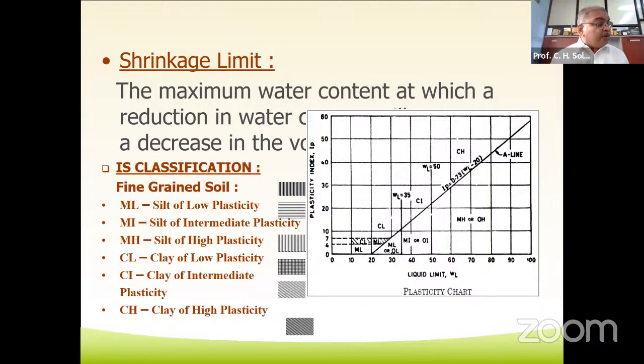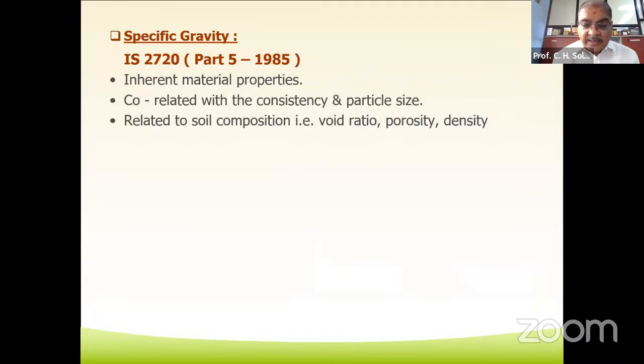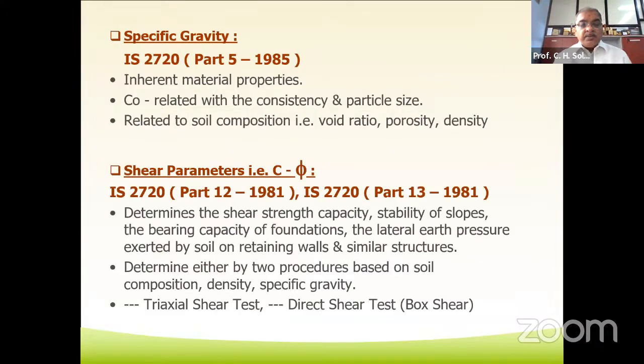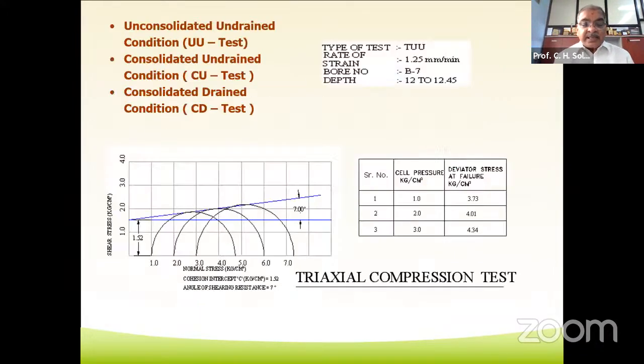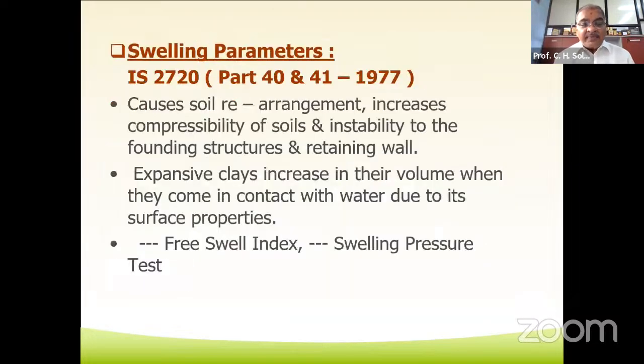How the soils are classified, and what the different types of soils are as far as fine grained soil is concerned, in terms of clay and silt, whether it is highly compressible, medium compressible or low compressible, has to be obtained from the plasticity chart. Specific gravity determinations and shear parameters have been shown here. You may be familiar with this.